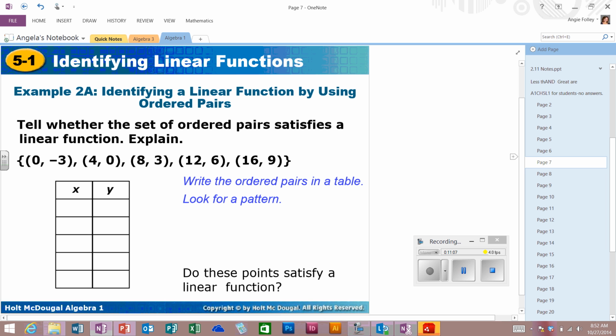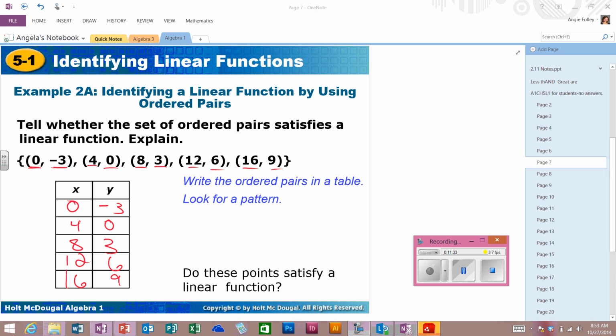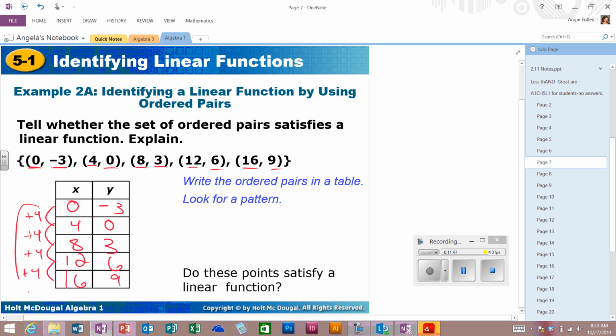So let's try this. Let's see if we can figure this out. They give us a set of ordered pairs. Let's fill them in. So this is our x, and this is our y. Remember, we always list ordered pairs as x comma y. 16 and then 9. So let's check. First of all, is it a function? From 0 to 4, that is adding 4. From 4 to 8, that's adding 4. From 8 to 12, that's adding 4. And from 12 to 16, that's adding 4. So all our x changes are the same.